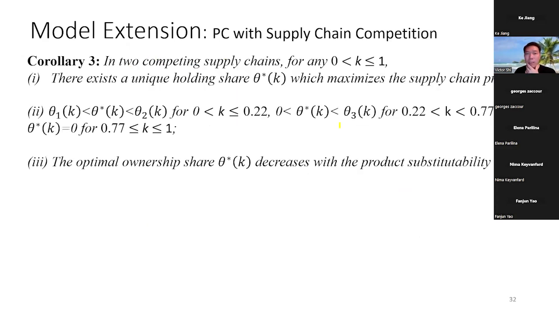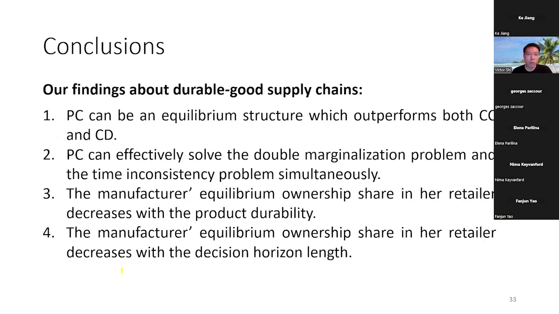We're going to skip the details, but we show that supply chain competition really affects the choice quite a bit, but doesn't change the result fundamentally, because we still see that PC will be better for a range of product substitutability levels. Due to time limits, I'm going to go to the conclusions quickly.